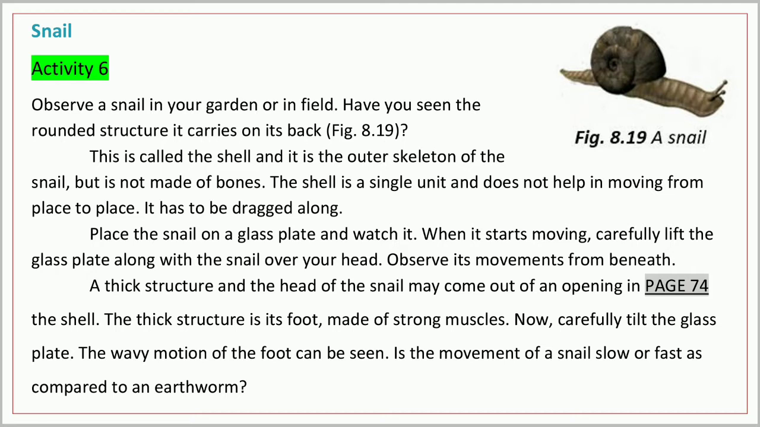A thick structure and the head of the snail may come out of an opening in the shell. The thick structure is its foot, made of strong muscles. Now, carefully tilt the glass plate. The wavy motion of the foot can be seen. Is the movement of a snail slow or fast as compared to the earthworm? Students, please try to find out the answer to this question by yourself. That is, who is faster, a snail or an earthworm?